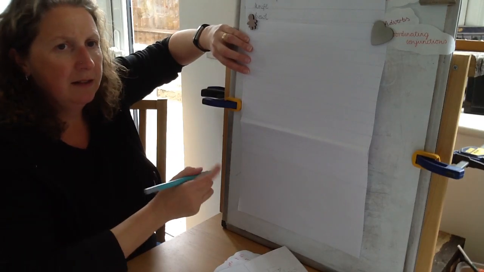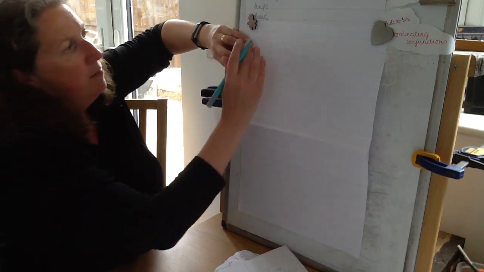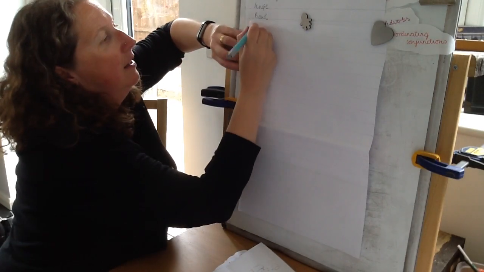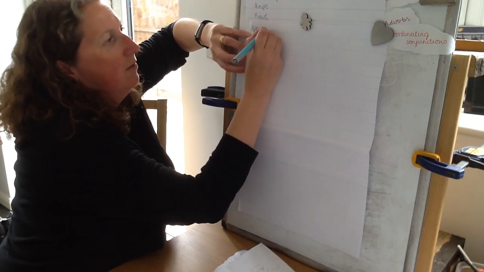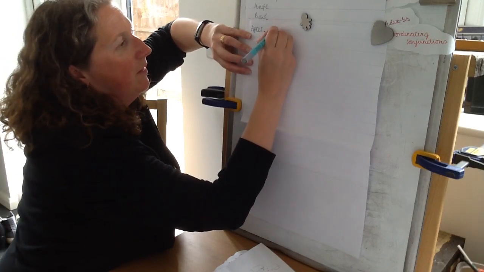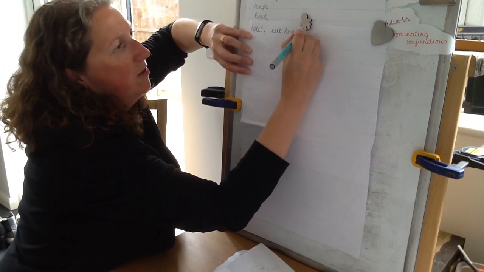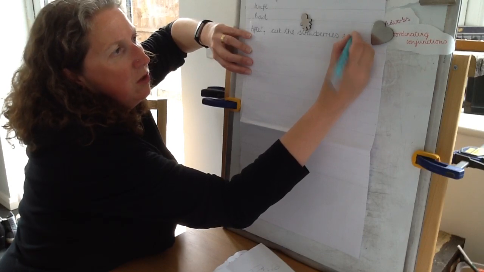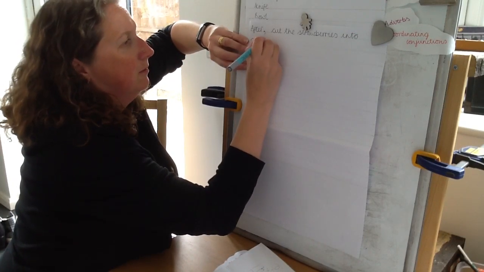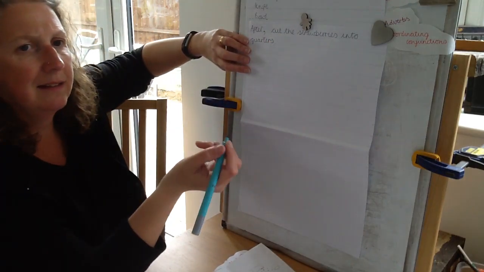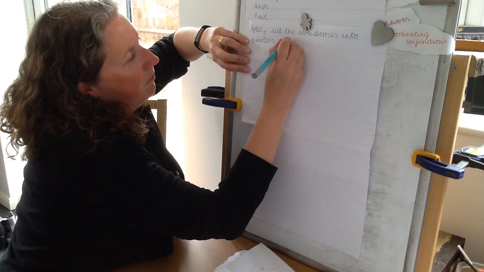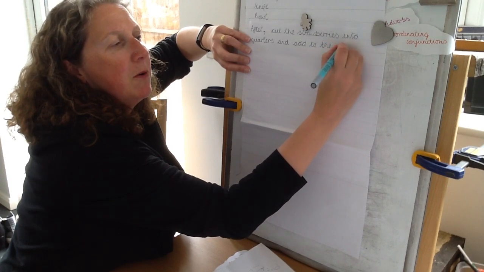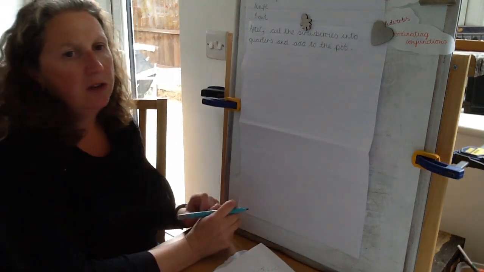So then I'm leaving a line, which I'll do at the bottom, and then I am going to say, looking at my picture again, after, with my comma, cut the strawberries into quarters and add to the pot. Full stop. Going to leave another line.